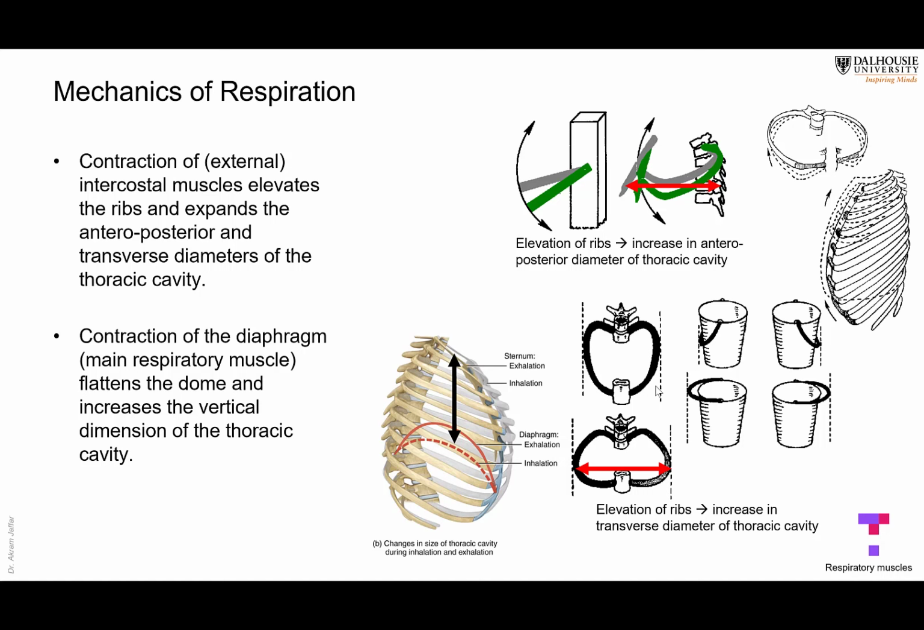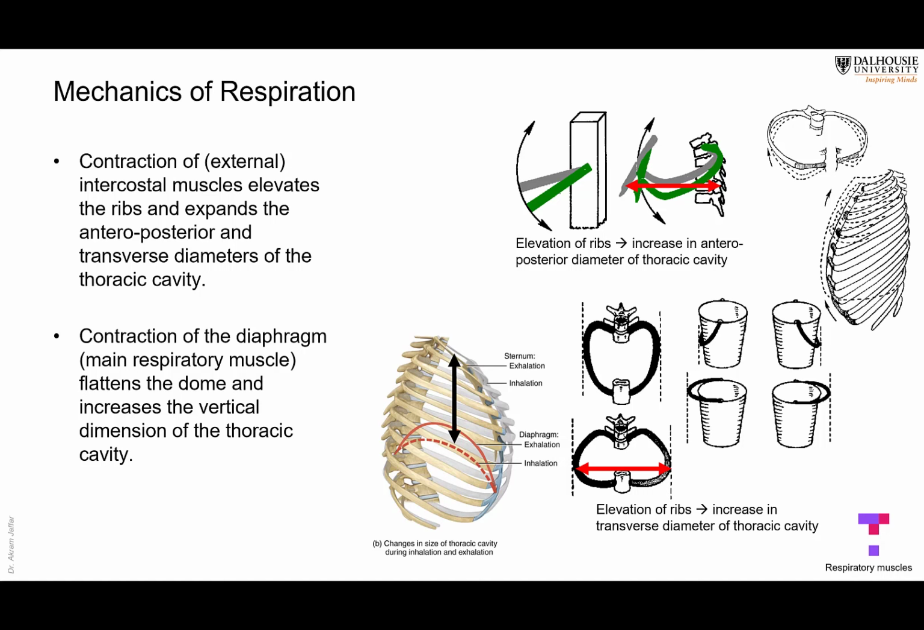If you want to increase the volume of any compartment, then you have three choices. You increase the anteroposterior diameter, you increase the transverse diameter, and you increase the vertical diameter. So now we have already increased two diameters. In order to increase the vertical diameter of the thorax, the diaphragm, which is already dome-shaped, contracts. And when it contracts, it is pulled down, becoming at the level of the dotted line here. And this will increase the vertical diameter of the thorax, causing negative pressure inside the thorax. And this will suck in the air.